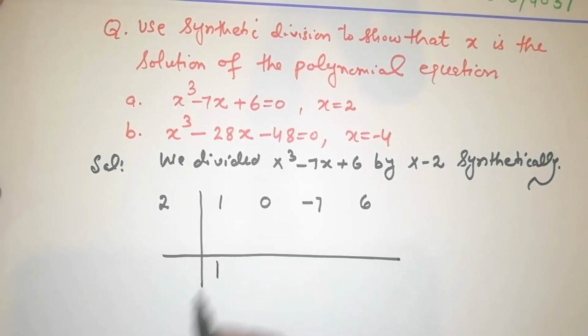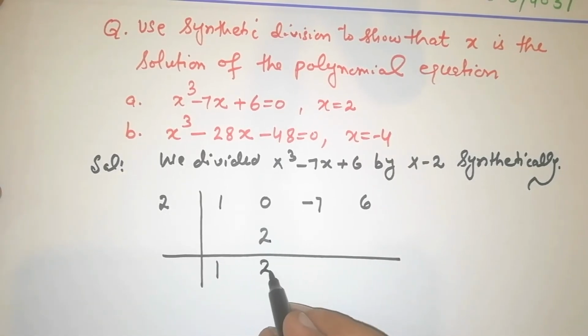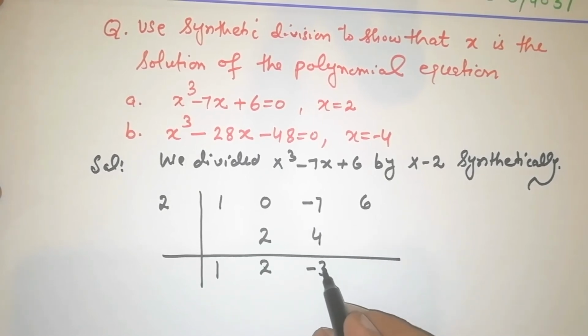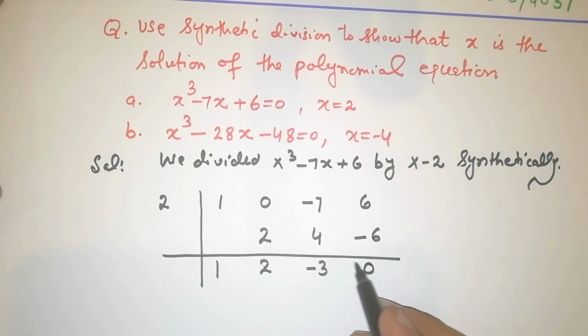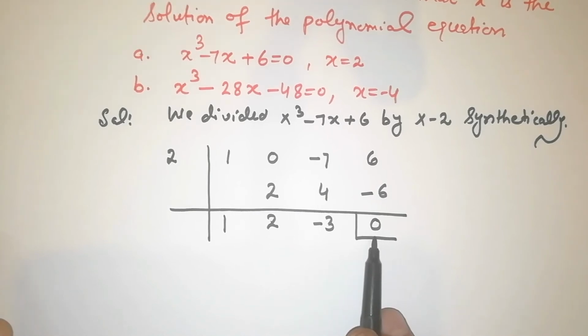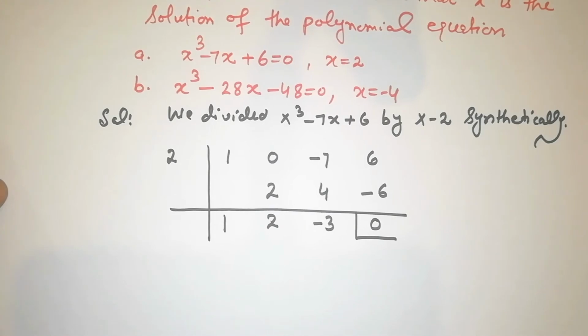This one is written as it is. 1 multiplied by 2 is written here. Addition gives us 2. 2 multiplied by 2 is 4. And this is minus 3. Minus 3 multiplied by 2 is minus 6. And this is 0, and this is our remainder. So students, you see, the remainder is 0. Therefore, x equal to 2 is the solution of this equation.